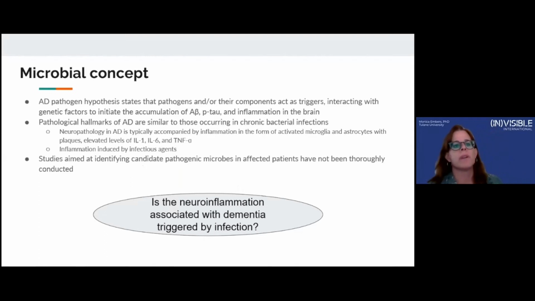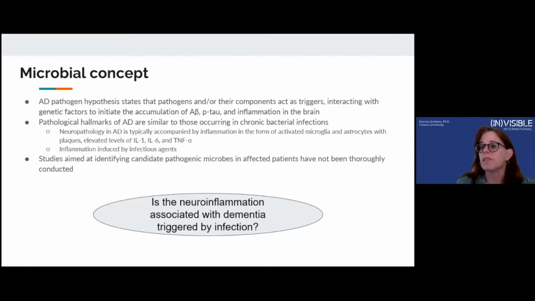So, the microbial concept is the concept that chronic neurodegenerative diseases may have an infectious origin, and this is not new. The AD pathogen hypothesis states that microbes and pathogens act as triggers, interacting with genetic factors to initiate the accumulation of beta amyloid, p-tau, and the inflammation in the brain. Historical observations show that pathological and clinical hallmarks defining AD are similar to those occurring in chronic bacterial infections, such as inflammation, atrophy, altered gene expression, and cognitive deficits.